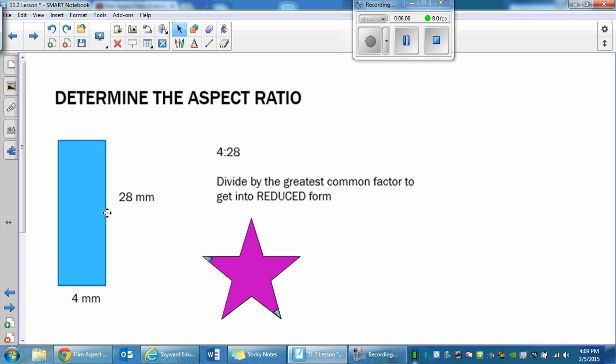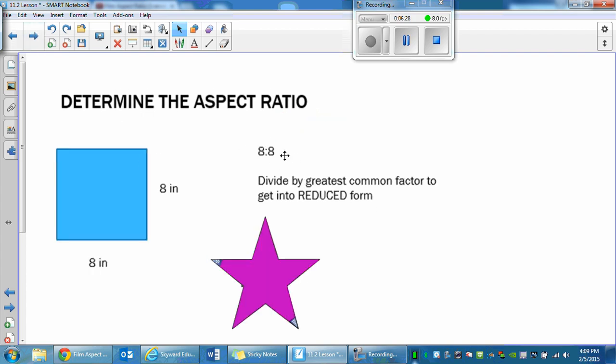Here's my really thin poster, and I want to know the aspect ratio. So I find the greatest common factor. Here, that is a G, I promise. So the GCF of 4 and 28 is 4. So divide 4 and 28 each by 4, and you get an aspect ratio of 1 to 7.